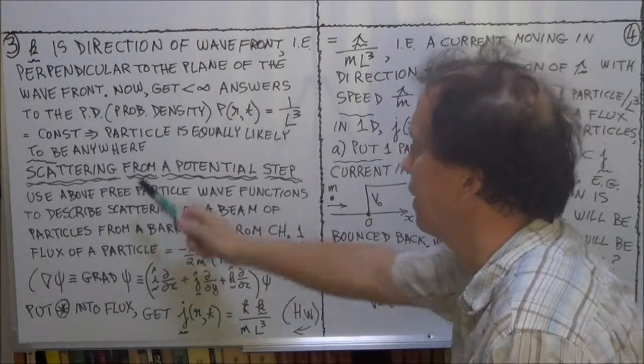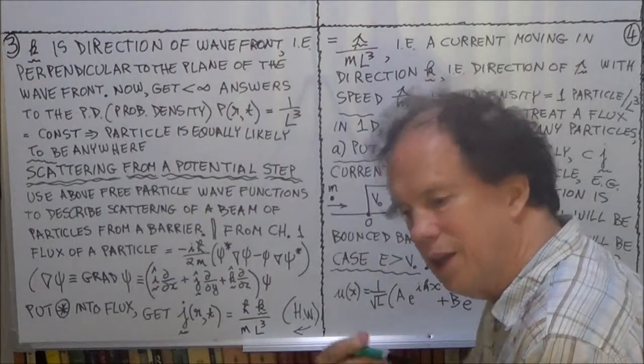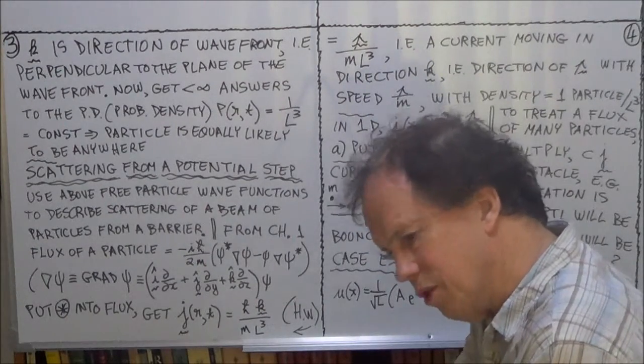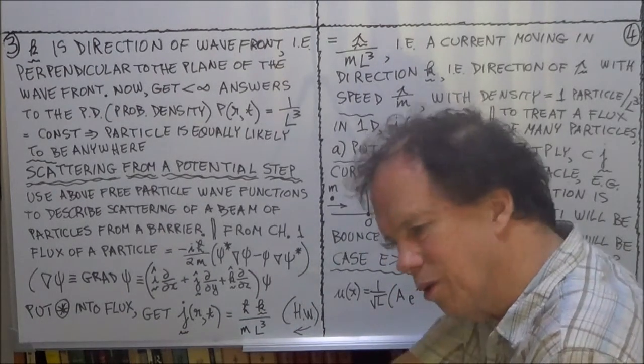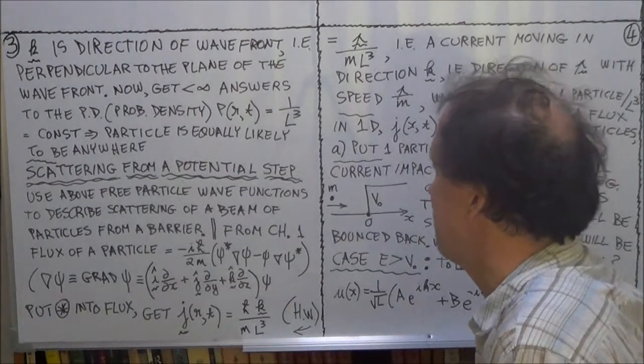So we're going to start talking about sending a free wave into a potential barrier, a potential step, and asking the question, how does it scatter? What happens to the wave? Does it all go through? Does all of it bounce back? Does some of it go through, some bounce back? If so, in what proportions? Those kinds of questions.